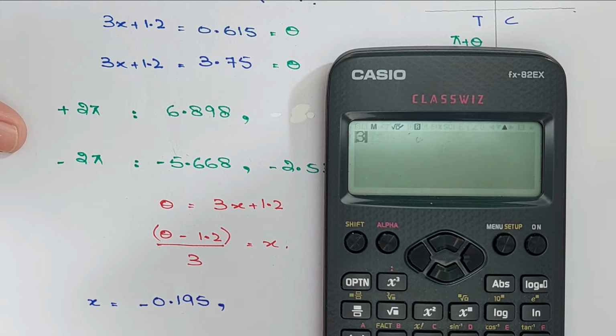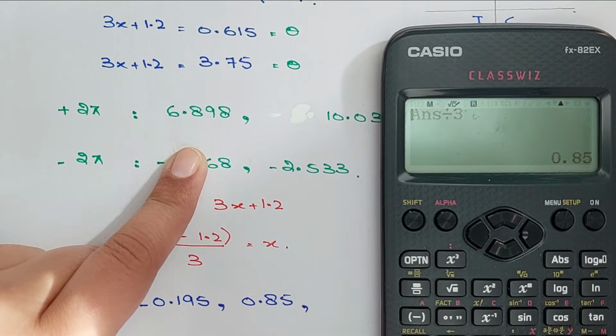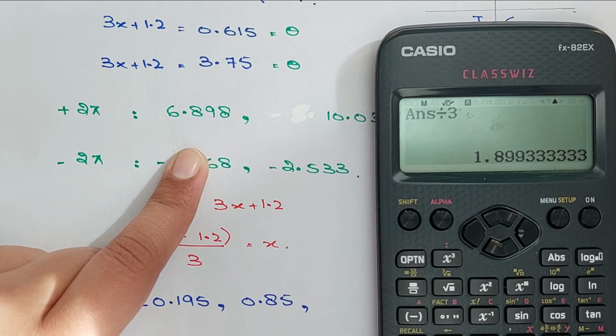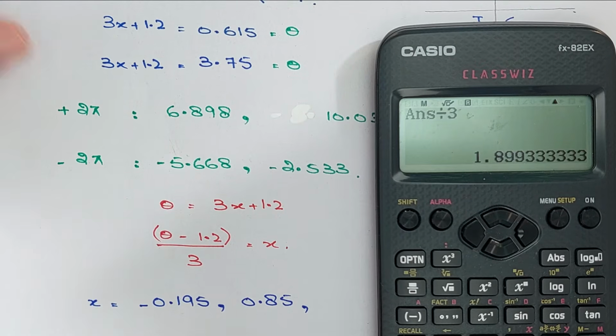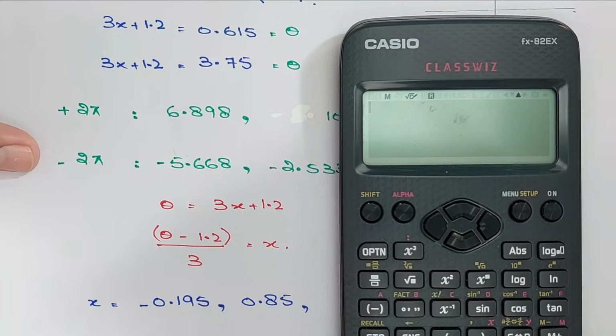Okay, 3.75 minus 1.2 divided by 3, 0.85 belongs to the domain. Okay, this is the next one. 6.898 minus 1.2 divided by 3, 1.899. No, it does not belong to the domain. 10.033 minus 1.2 divided by 3, again 2.9 does not belong to the domain.